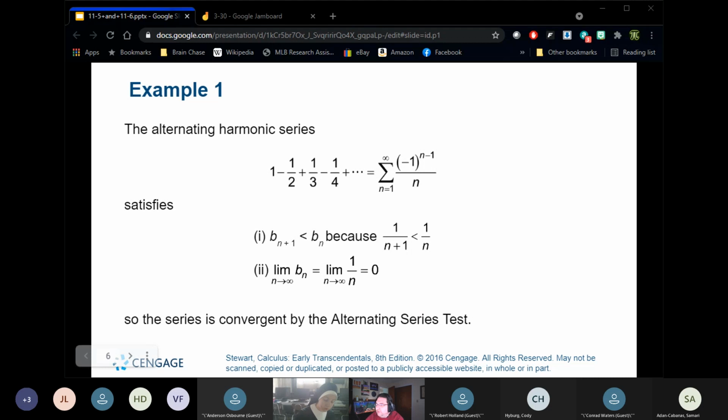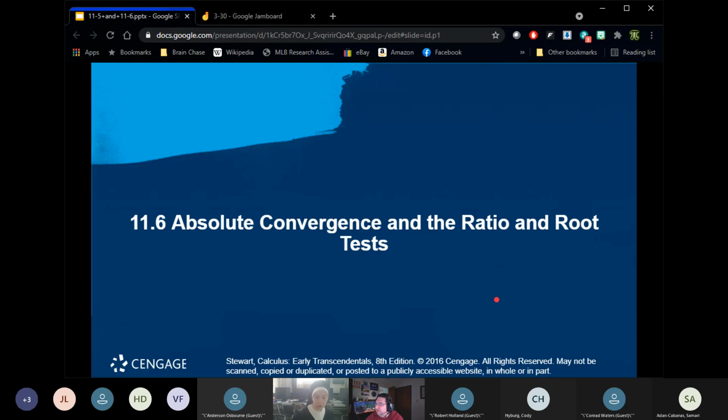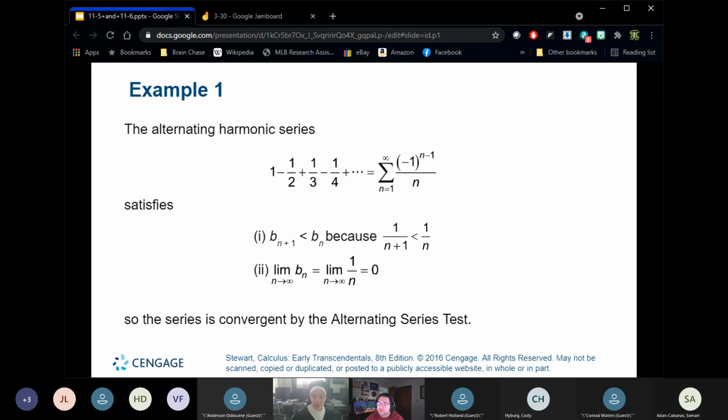Does everybody understand how we use those two criteria to test it? Let's do a couple of them.